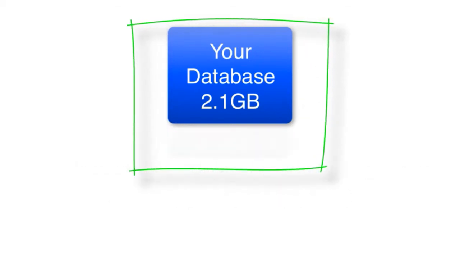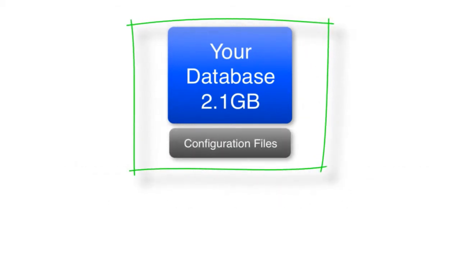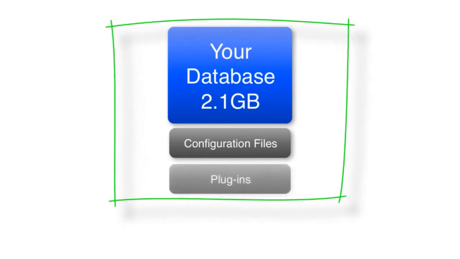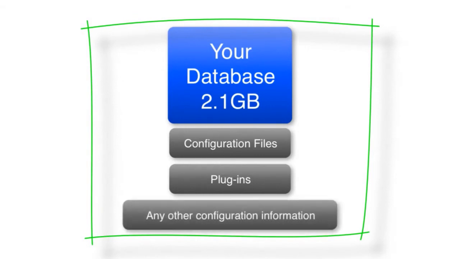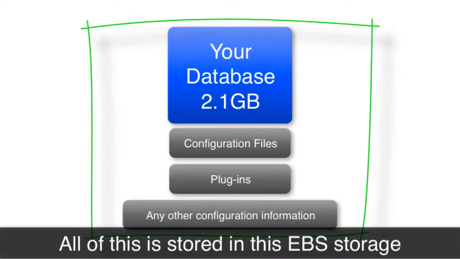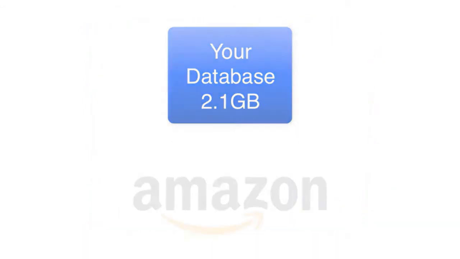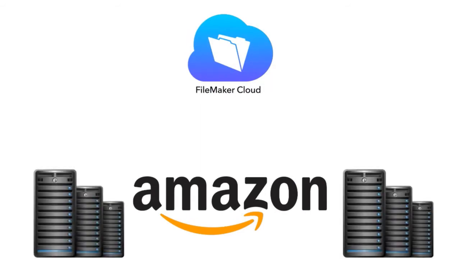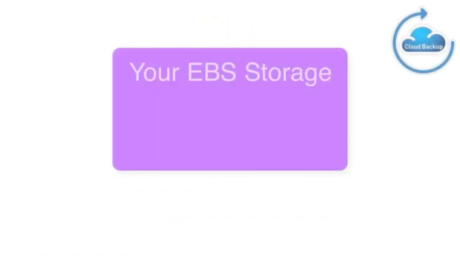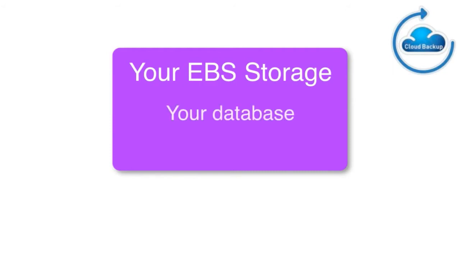Also, what lives on this block of storage are the configuration files that are specific to your server, any plugins that are specific to your server, and any additional configuration information that's really specific to your server. All that lives in this EBS storage. And what's important to understand is FileMaker Incorporated, by using the Amazon data center and the underlying technology that's been maturing here for actually a number of years, they're able to take advantage of some really efficient backup technology. So the takeaway here is that your EBS storage contains your one live primary database and all your configuration files.